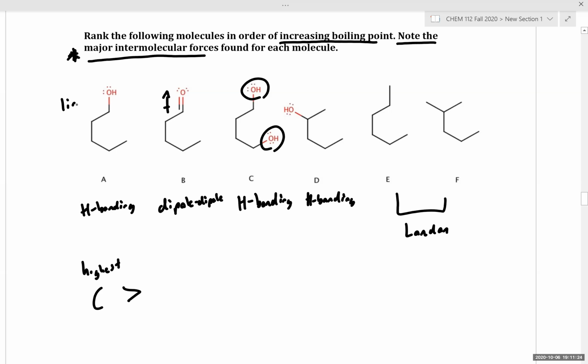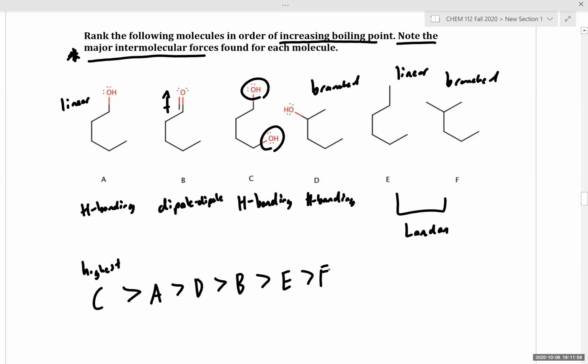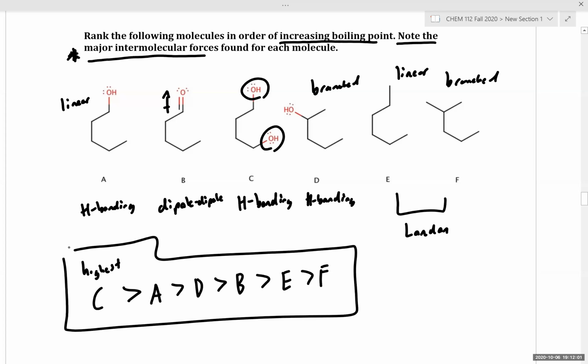Compound A is linear, while compound D is branched, and linear compounds in general have a higher boiling point than branched compounds. Hydrogen bonding is a stronger interaction than dipole-dipole, so all of our hydrogen bonding compounds would be higher boiling than our compound that exhibits dipole-dipole interactions. And dipole-dipole is stronger than London interactions, with our linear compound having a higher boiling point than our branched compound. So this is our final ranking. Does this make sense to everyone?